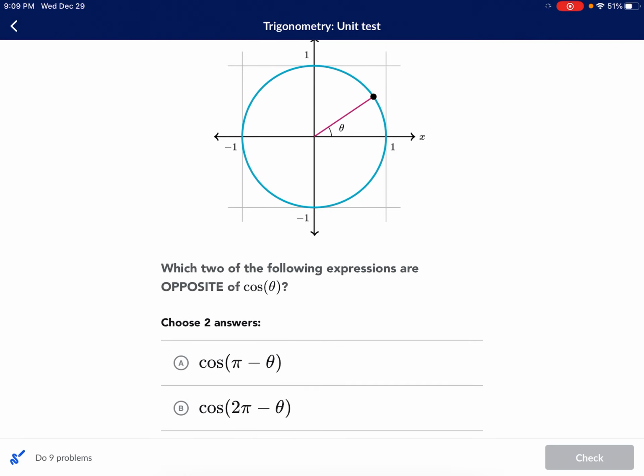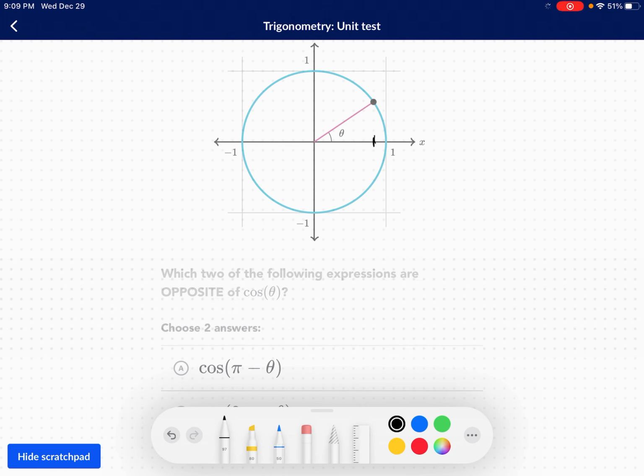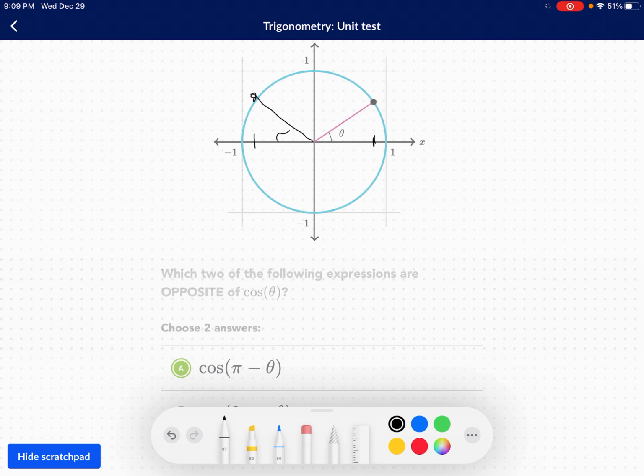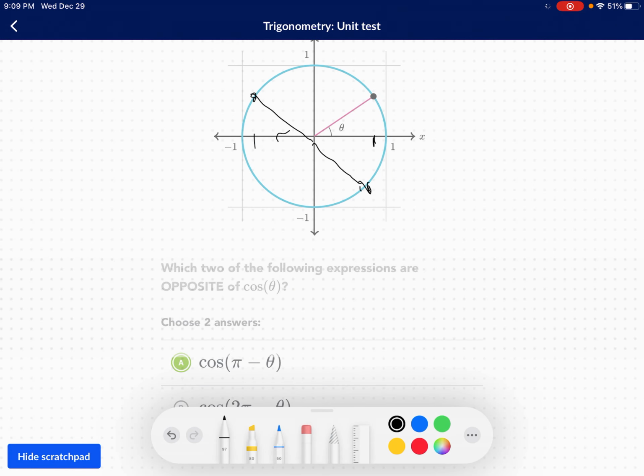Which of the following are opposite of cosine theta? Cosine theta here is positive. Cosine pi minus theta, so pi minus theta. Yeah, first answer looks good. 2 pi minus theta? Nope, it's still here. It's not B.